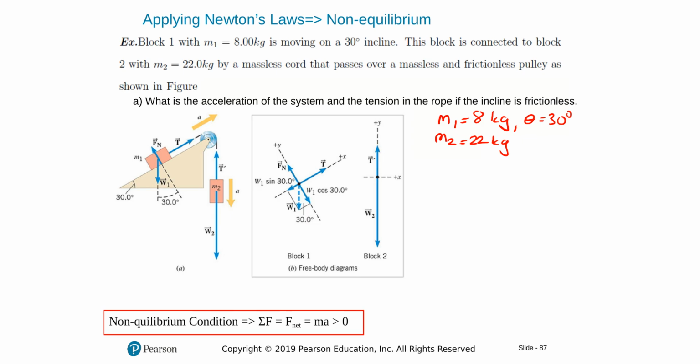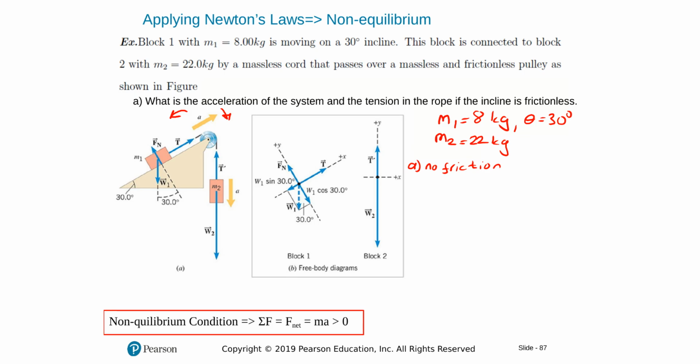Part A says, what is the acceleration of the system and the tension in the rope if the incline is frictionless? So friction is 0, part A, the no friction case. The system will be moving. We'll look at the forces. If the forces trying to rotate the system to the left win, we'll take that direction to be positive. If the forces trying to move the system to the right win, that will be our positive direction.